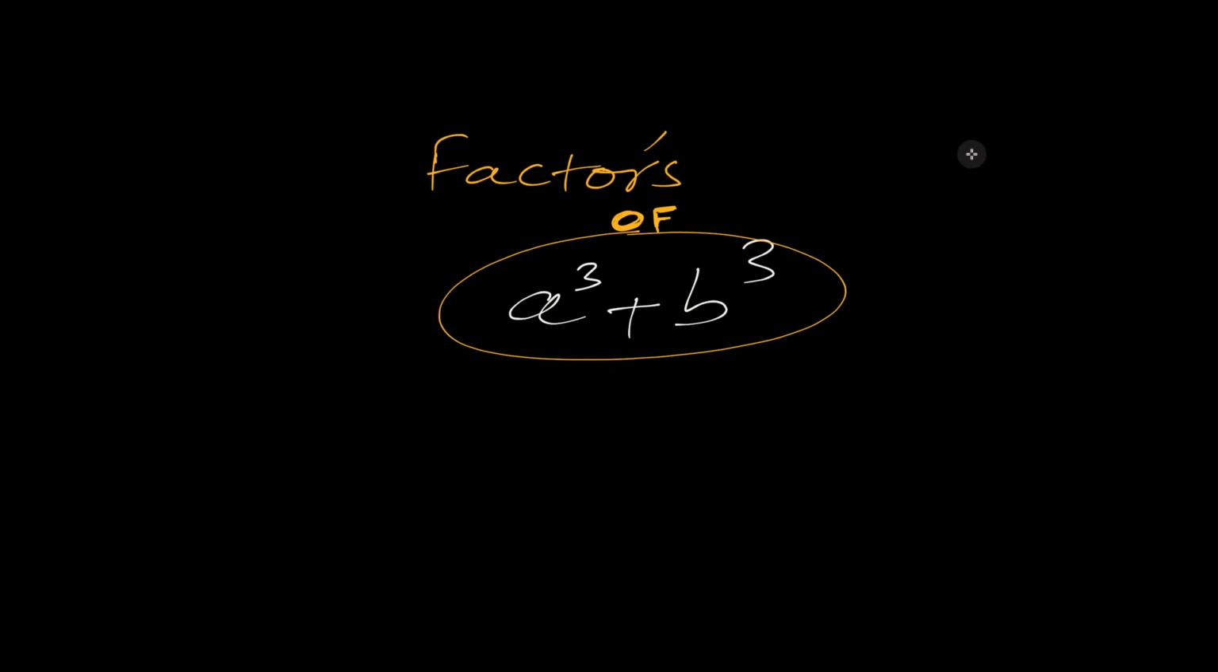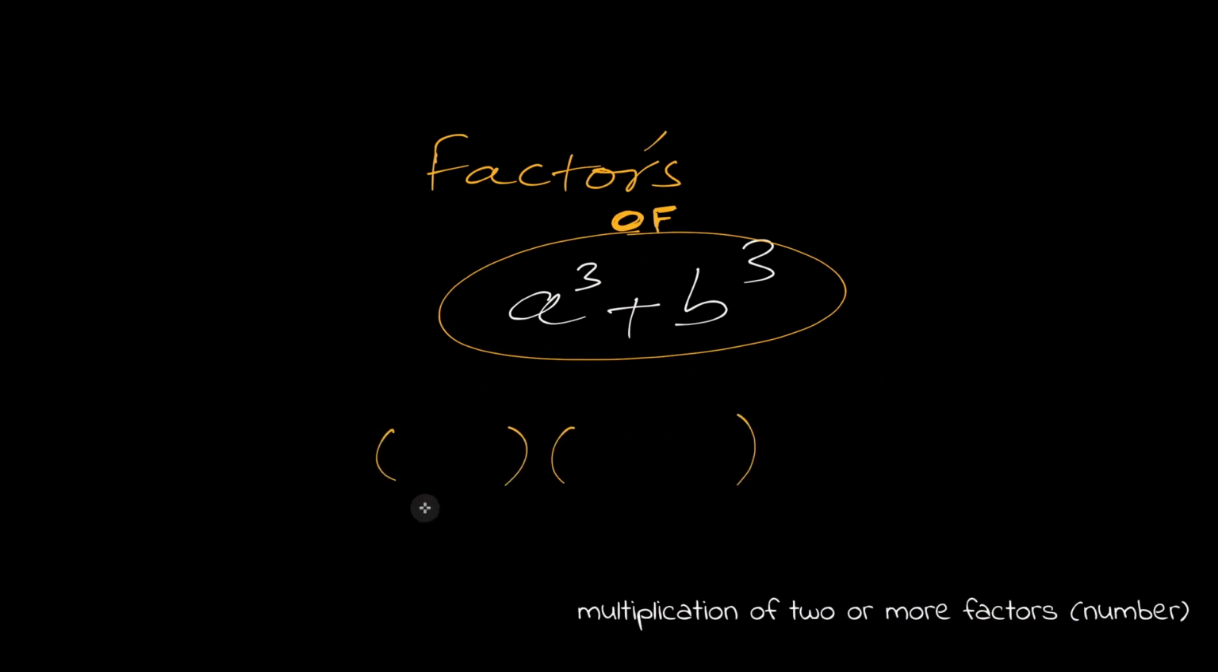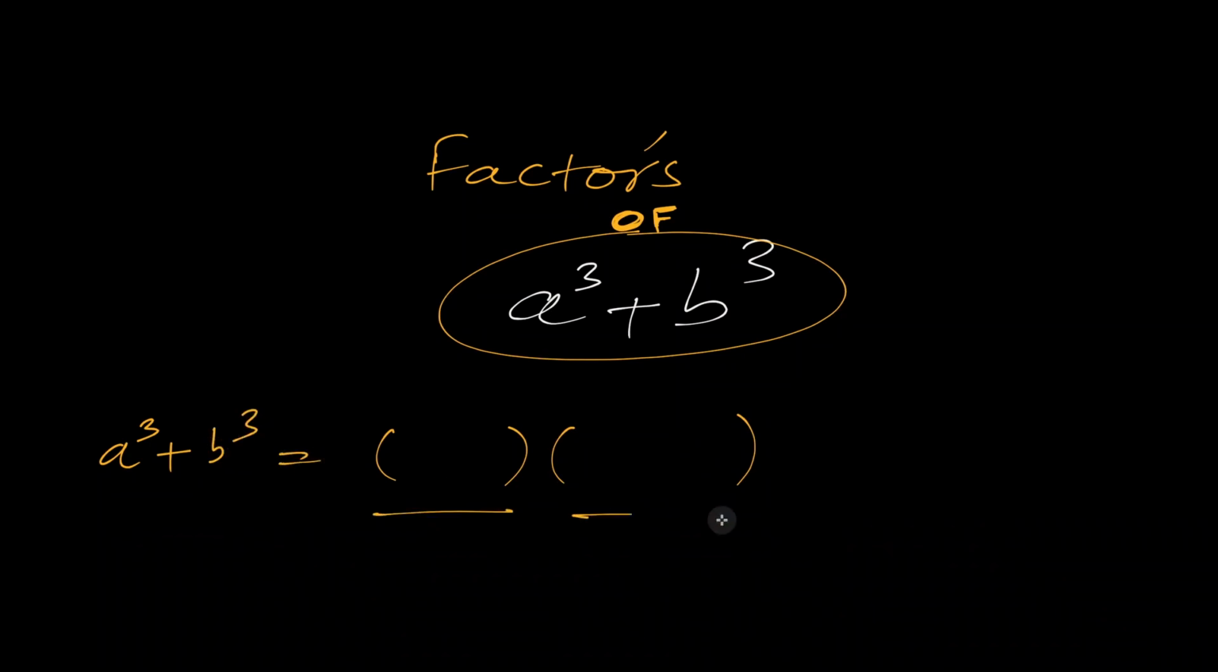In this video, we are going to find out the factors for a cube plus b cube. And what does this mean? Finding the factors is finding a product of two or more numbers. This is called the factors. What we are going to find out is what makes a cube plus b cube the product of two numbers, or it can be more than two. This is how we are going to find out the formula for a cube plus b cube.